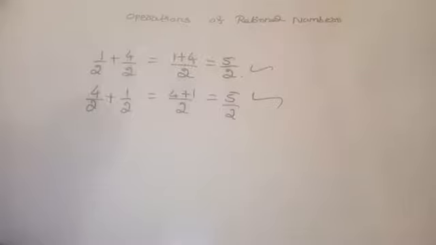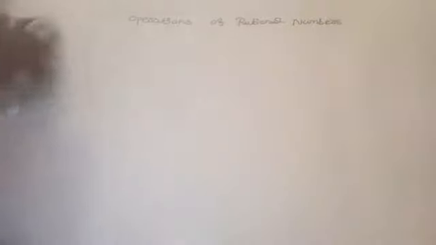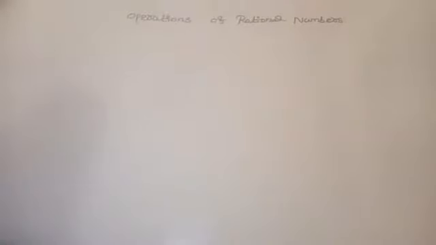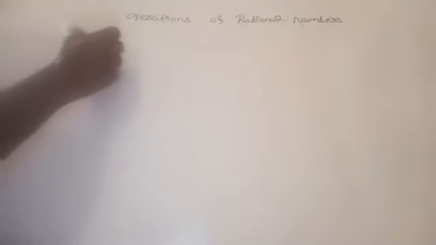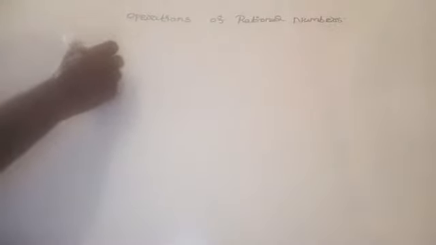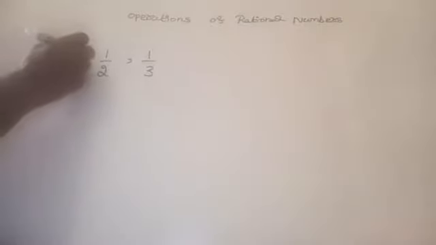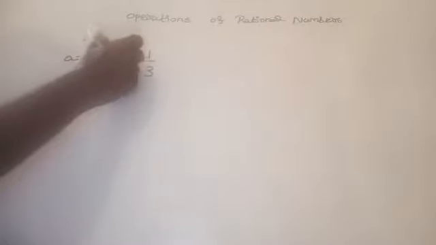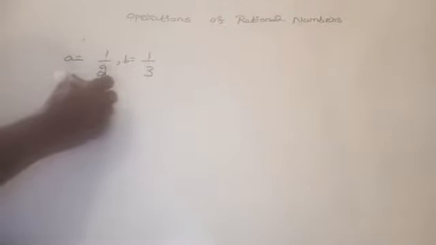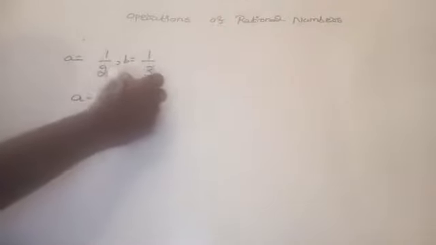Then subtraction. Already we know that a minus b is not equal to b minus a. So the commutative property is not satisfied under subtraction of two rational numbers. Now let 1 by 2 and 1 by 3 be two rational numbers. Take the first as a and the second as b. Now find a minus b. A minus b is nothing but 1 by 2 minus 1 by 3.